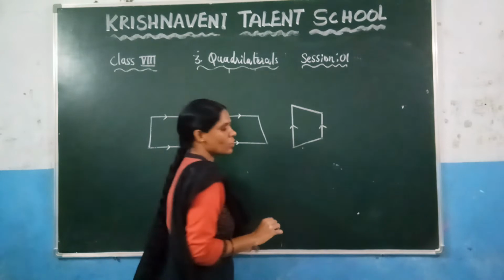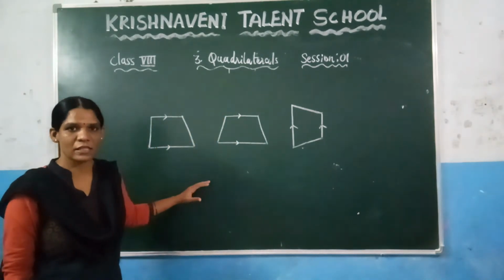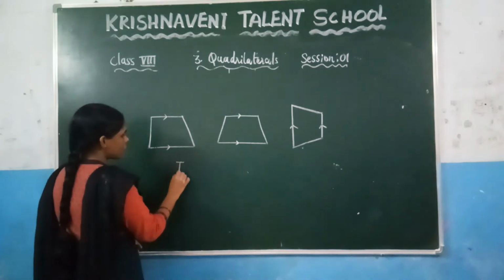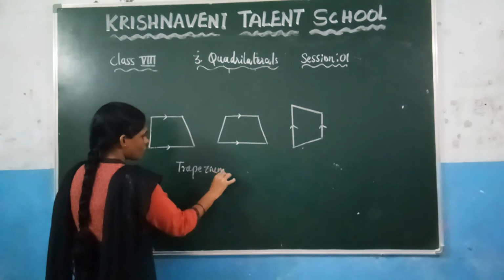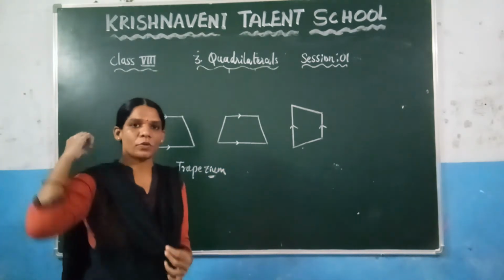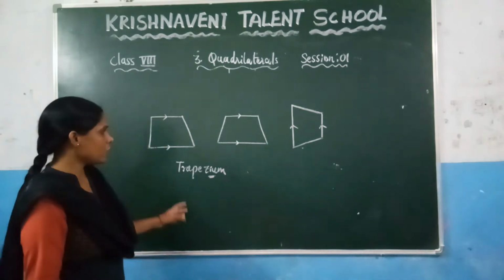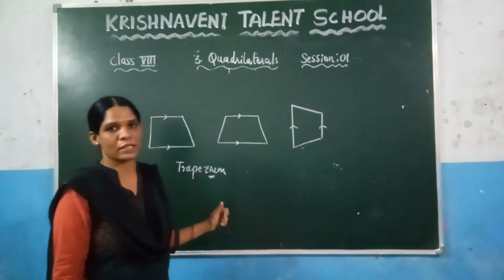to this one. So based on that, we will get one type of quadrilateral which has one name, that we call a trapezium. What do we call that one? We call it a trapezium. So how can you define the trapezium? In a quadrilateral, if one pair of sides are parallel, we call it a trapezium.